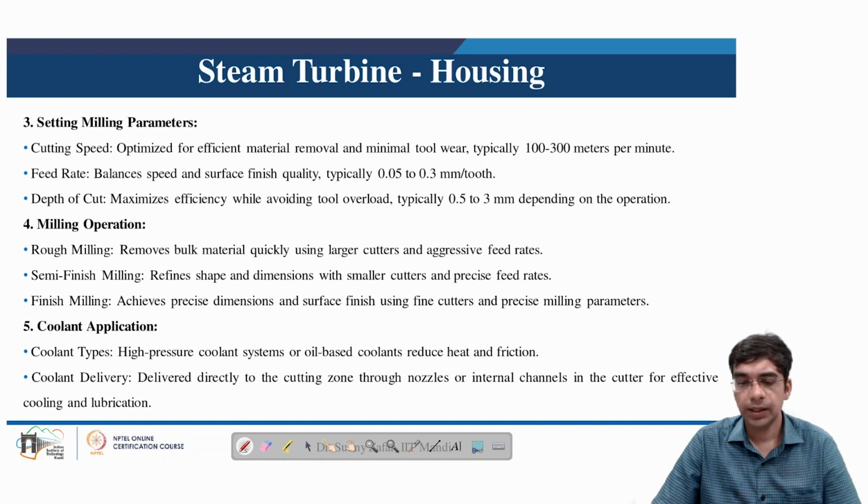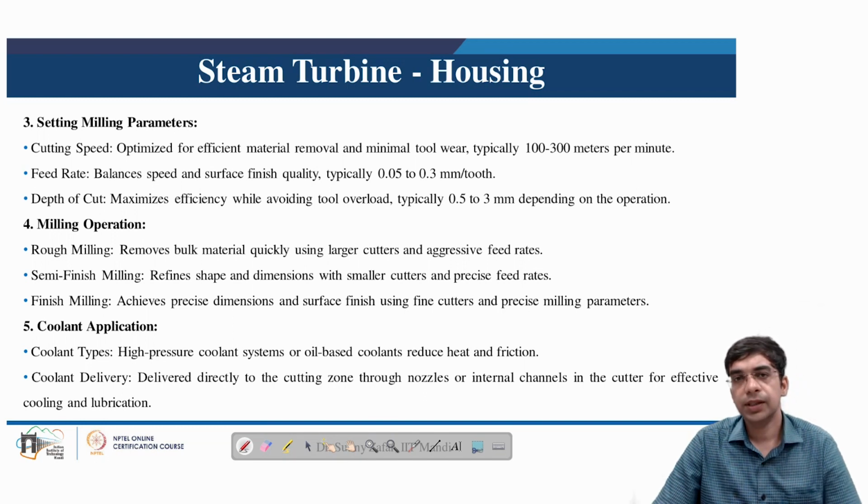And typically the material removal should take place at the rate of 100 to 300 meters per minute. Feed rate is another important criterion, which balances the speed of machining with surface finish quality, which is typically of the order of 0.05 to 0.3 millimeter per tooth, because there may be several teeth on the milling tool.